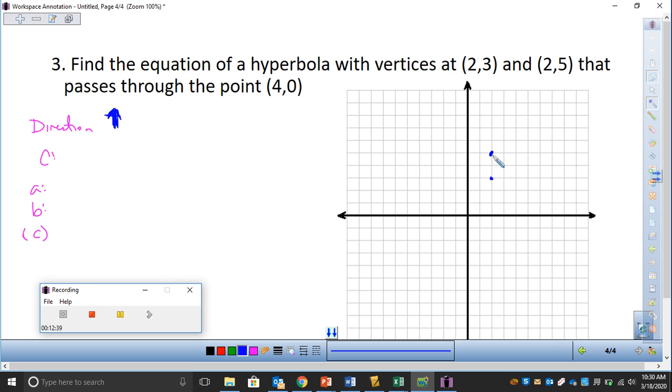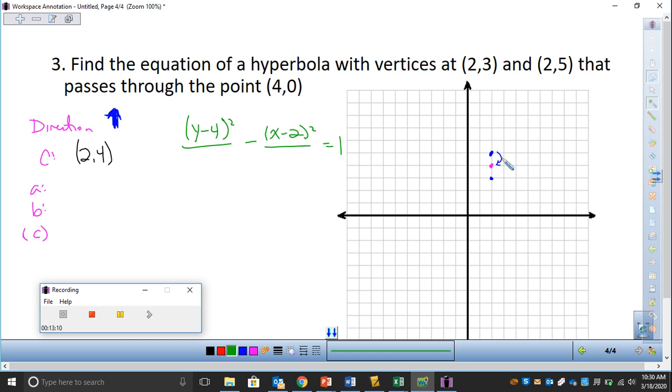Our center, again, if these are the vertices, I'm going to find the midpoint. If those are at (2, 3) and (2, 5), my center is going to be at (2, 4). So we can start to write most of this. This is vertical, so y is positive: y minus 4 quantity squared over something, minus x minus 2 quantity squared over something, equals 1.